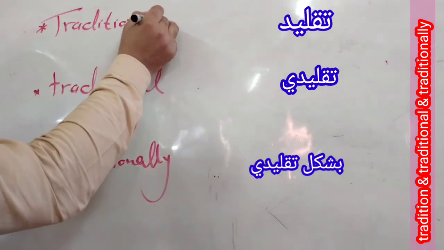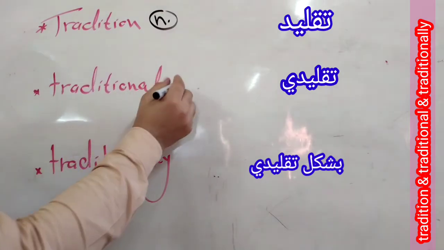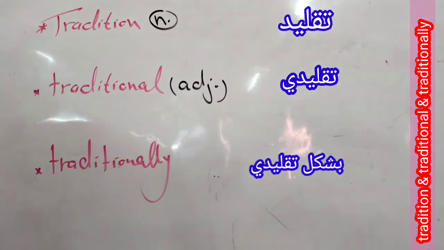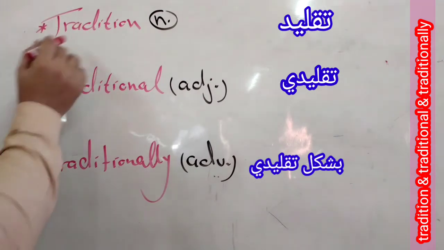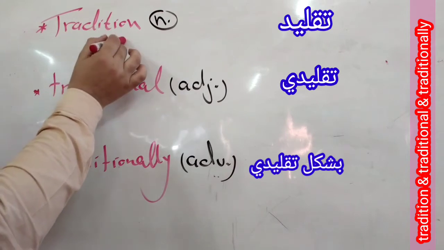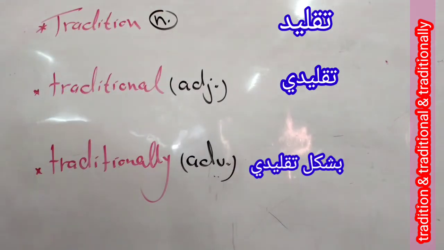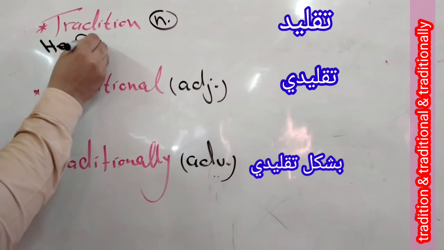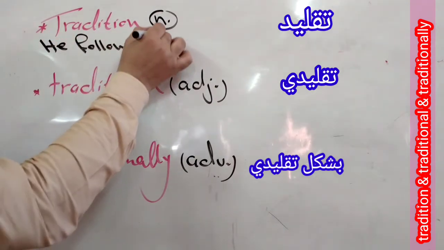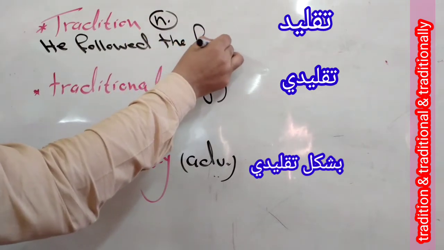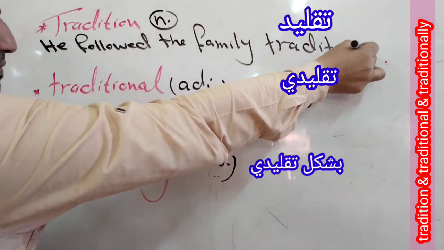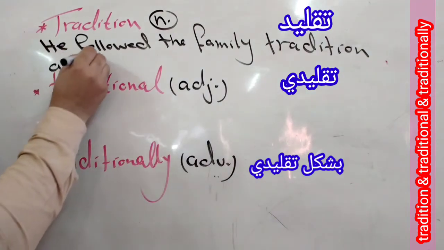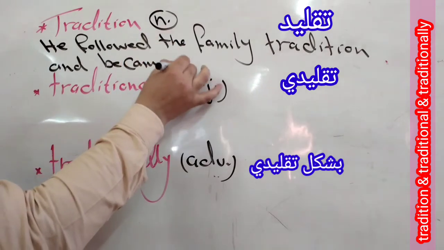Firstly, tradition is a noun. Traditional is an adjective. Traditionally is an adverb. Tradition means a belief or custom or a way of doing something that has existed for a long time. For example, when we say he followed the family tradition and became a doctor.